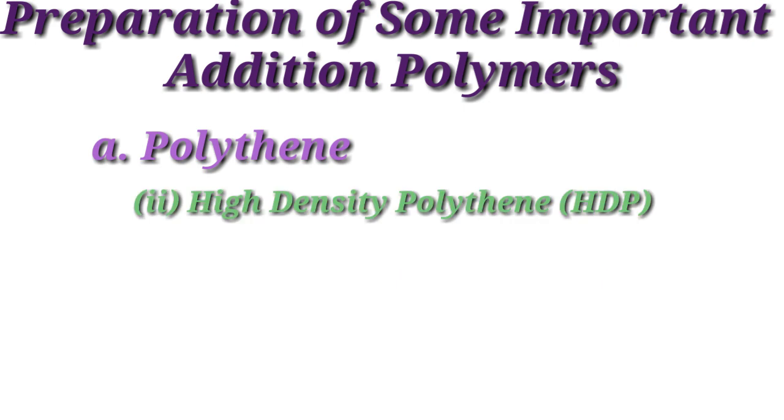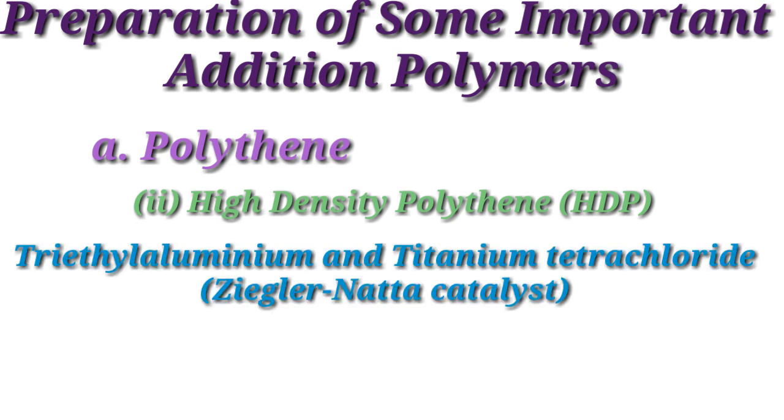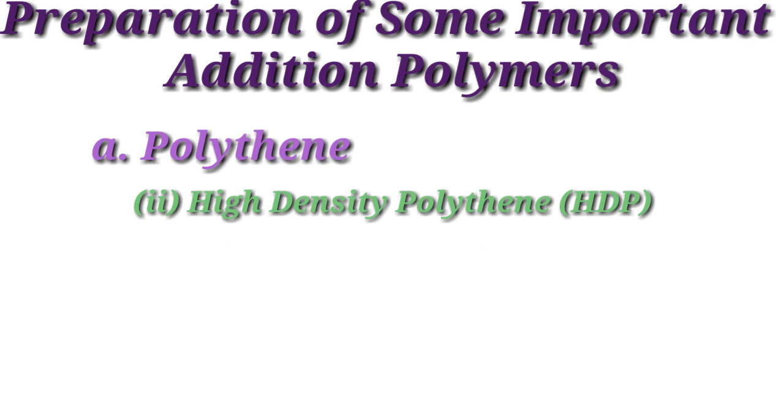High density polythene. It is formed when addition polymerization of ethene takes place in a hydrocarbon solvent in the presence of a catalyst such as triethyl aluminium and titanium tetrachloride, that is Ziegler-Natta catalyst, at a temperature of 333 Kelvin to 343 Kelvin and under a pressure of 6 to 7 atmospheres.